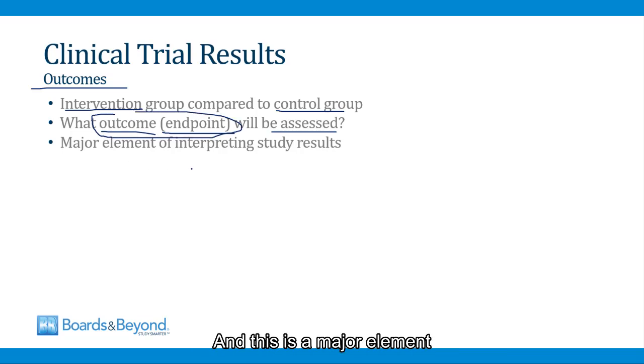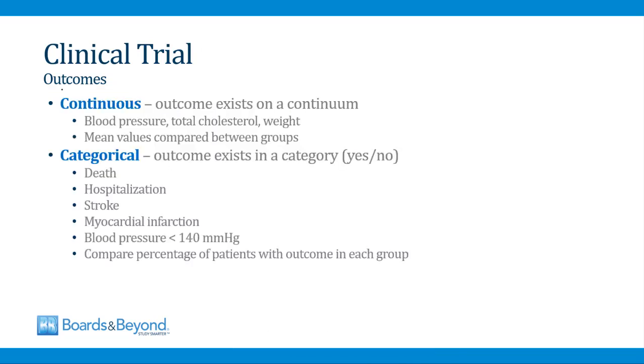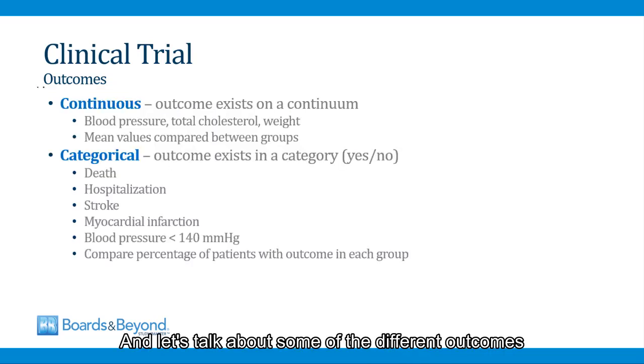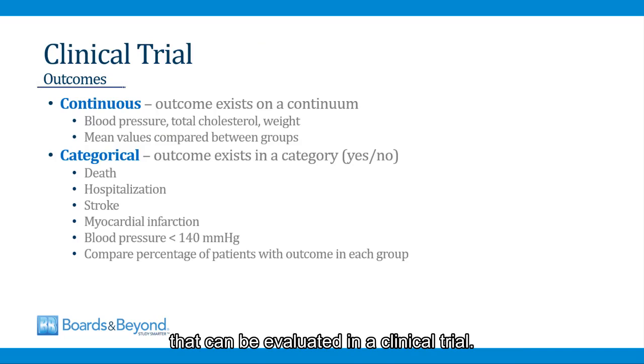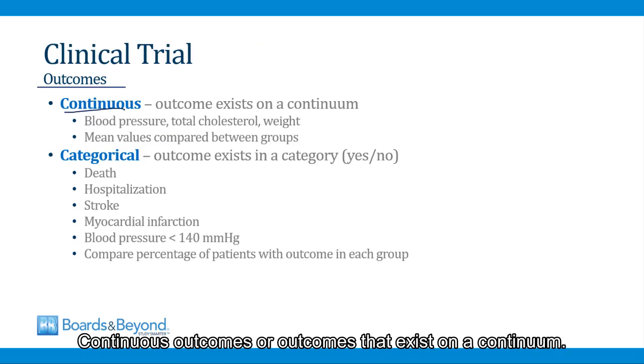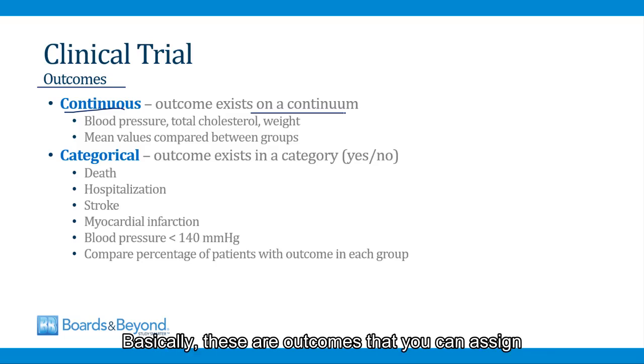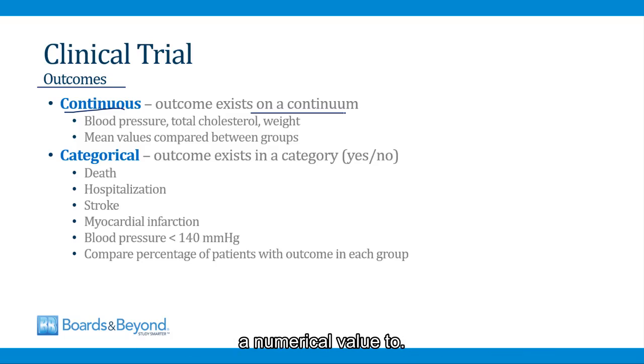And this is a major element of interpreting the study results, the endpoint that is chosen and the findings that the study has in relation to that endpoint. Let's talk about some of the different outcomes that can be evaluated in a clinical trial. Continuous outcomes are outcomes that exist on a continuum. Basically, these are outcomes that you can assign a numerical value to.